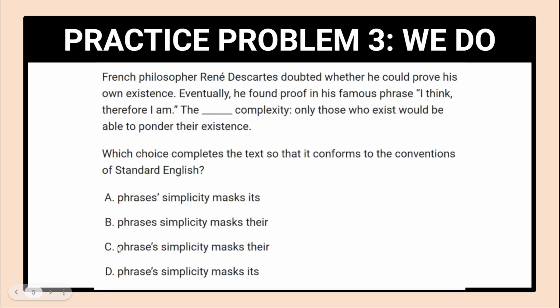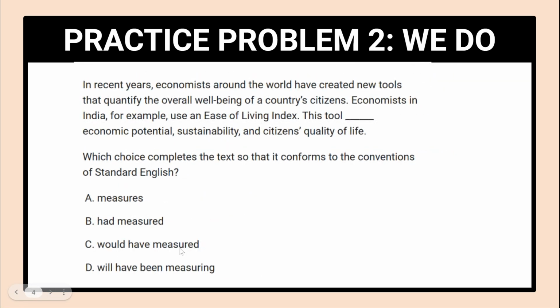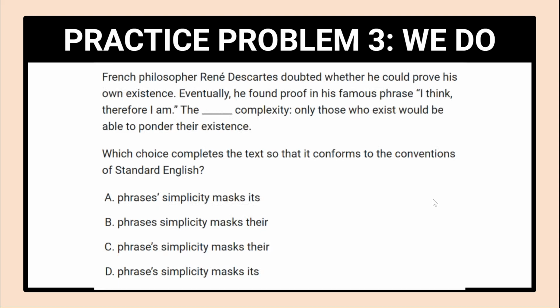So it's not something that would have measured as in a hypothetical, and it's not something that will have been measuring either. It doesn't really fit the context of the past, a hypothetical, or will have been measuring, like a hypothetical again. So A is what shows us the present tense, and that's going to be how we get a correct answer. All right, this one. Please pause to try and figure this one out.